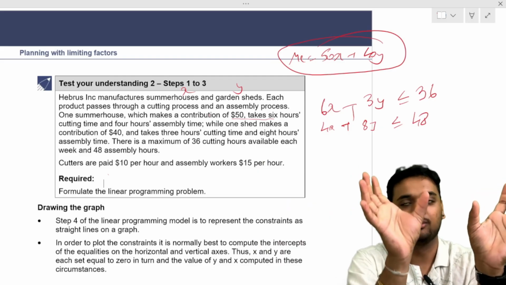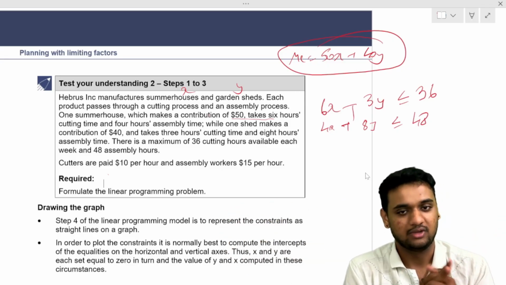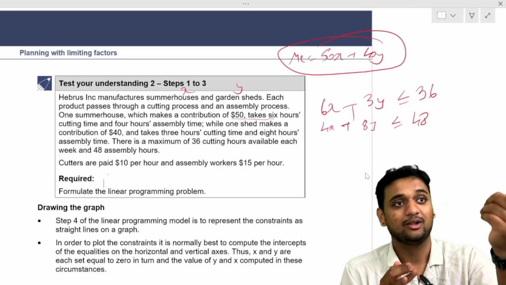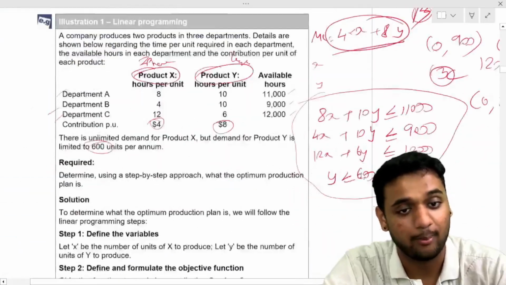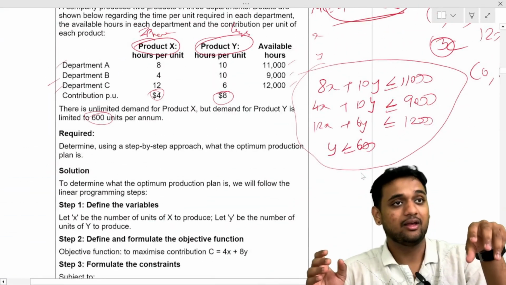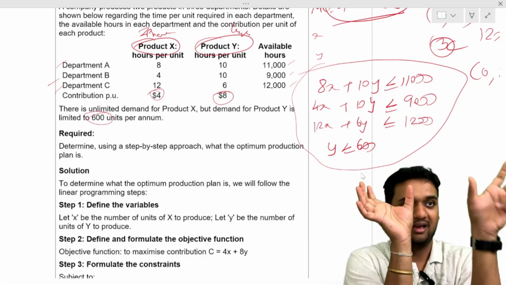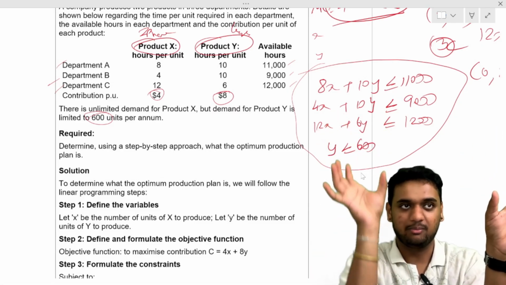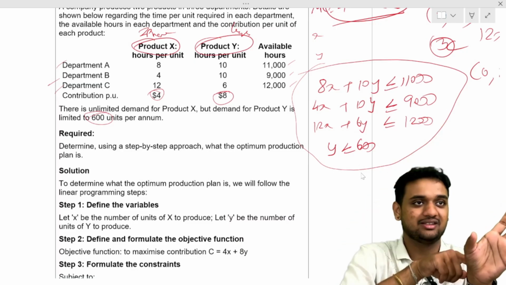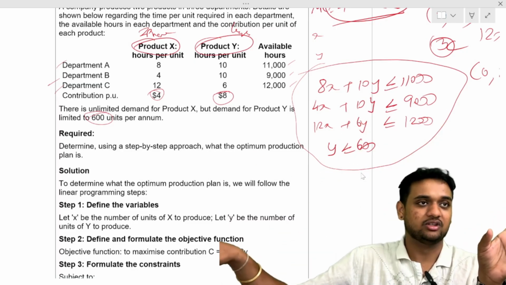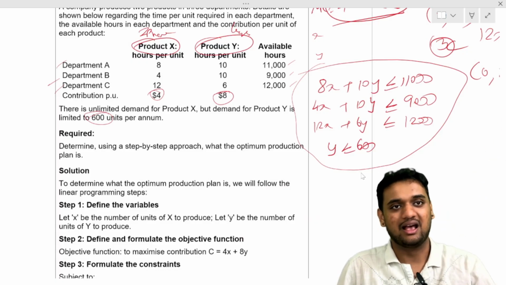Cutting of something, number of cutting hours available. Assembly of something, number of assembly hours available. That is the equation. In the previous question, what are the two products? Products X and Y. Number of hours for Department A of X, Department A of Y should be less than or equal to 11,000. Department B of X, Department B of Y should be less than or equal to 9,000. Department A here is cutting time, and Department B here is assembly time.